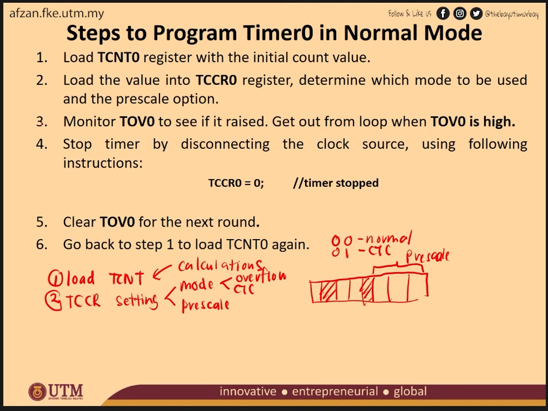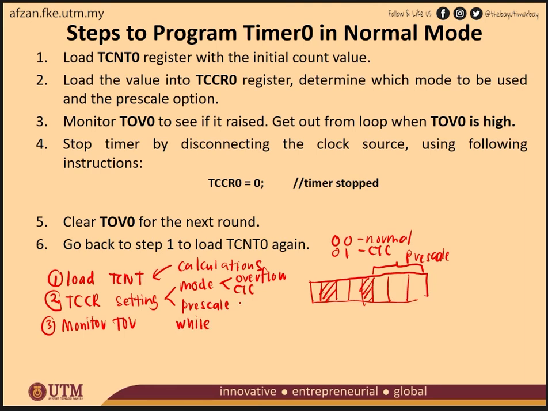And then step number 3, monitor your TOV flag. When your TOV flag is raised, you'll get out of the loop. If the TOV still remains 0, you keep monitoring. How to monitor your TOV flag? You can write down this instruction, this line here.